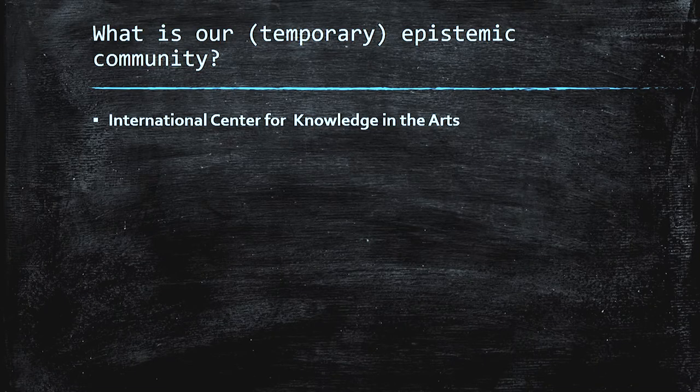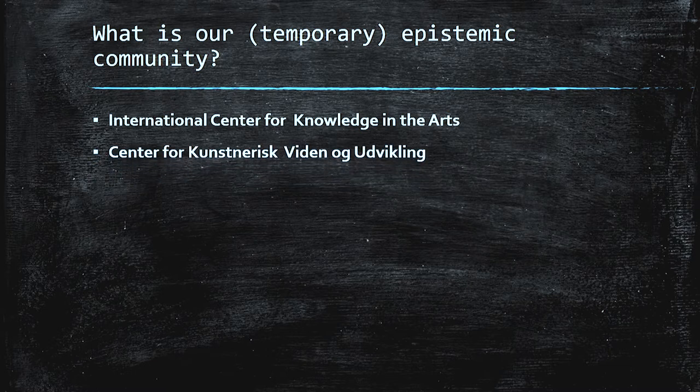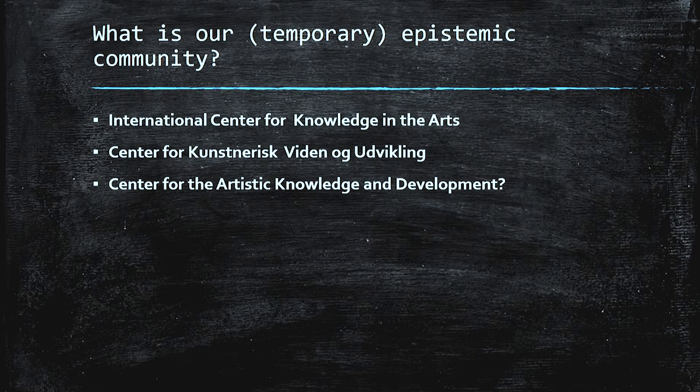So what is the epistemic community we are now in here? As Christopher has already announced, we are in the International Center for Knowledge in the Arts. But if we read the website, we are in another type of center, which has a completely different name in the Danish language. So now I feel a little bit confused about which one is right. The English name is international, but the Danish name is not international. What happens? I'm mixed up. I feel somehow anxious. I'm not sure in which epistemic community I am now, because when I use Google Translate, it translates the name as Center for Artistic Knowledge and Development. So it's a completely different thing from the official English name.